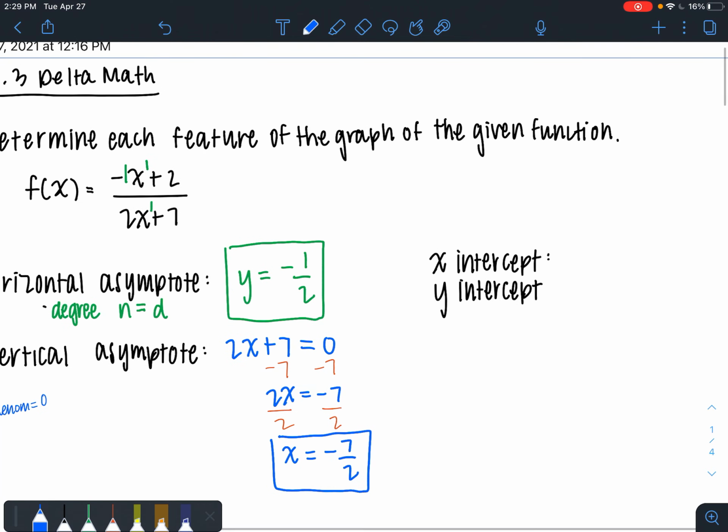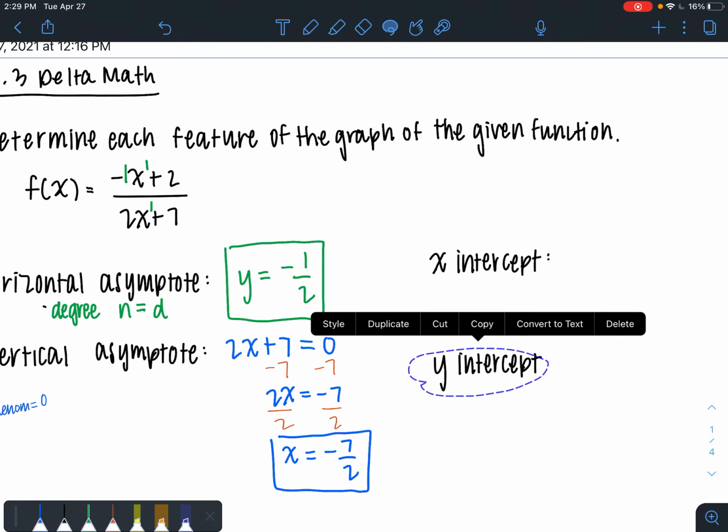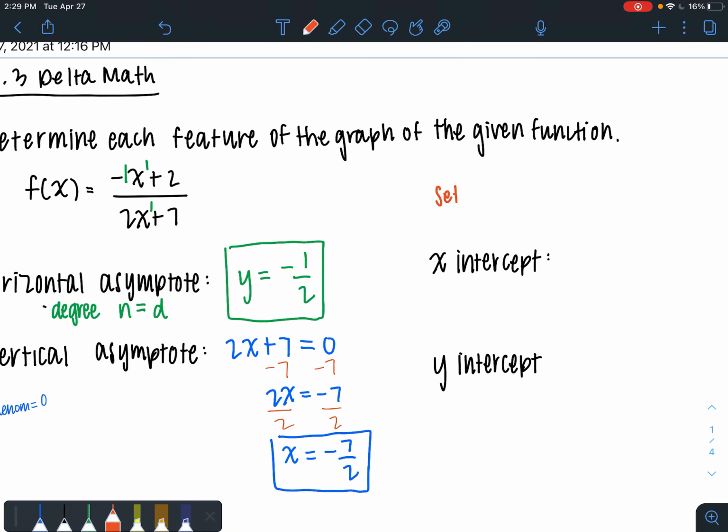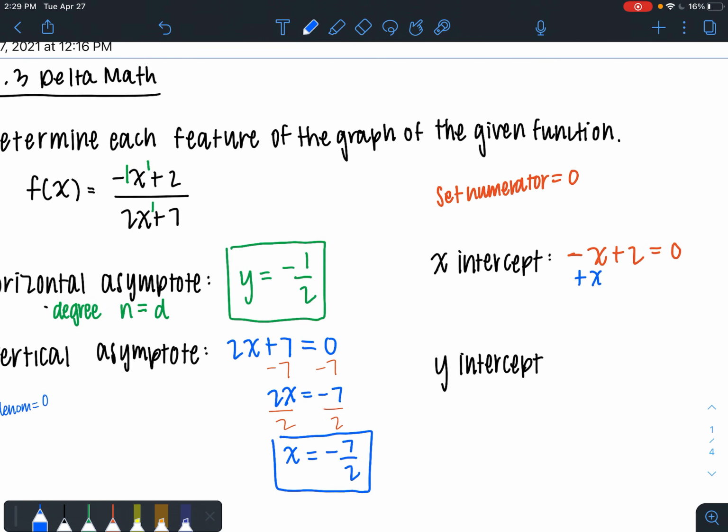All right, to find the x-intercept, I want to set my numerator equal to 0 and solve. So -x plus 2 equals 0. I'm going to add x to both sides. So x equals 2 is my x-intercept.